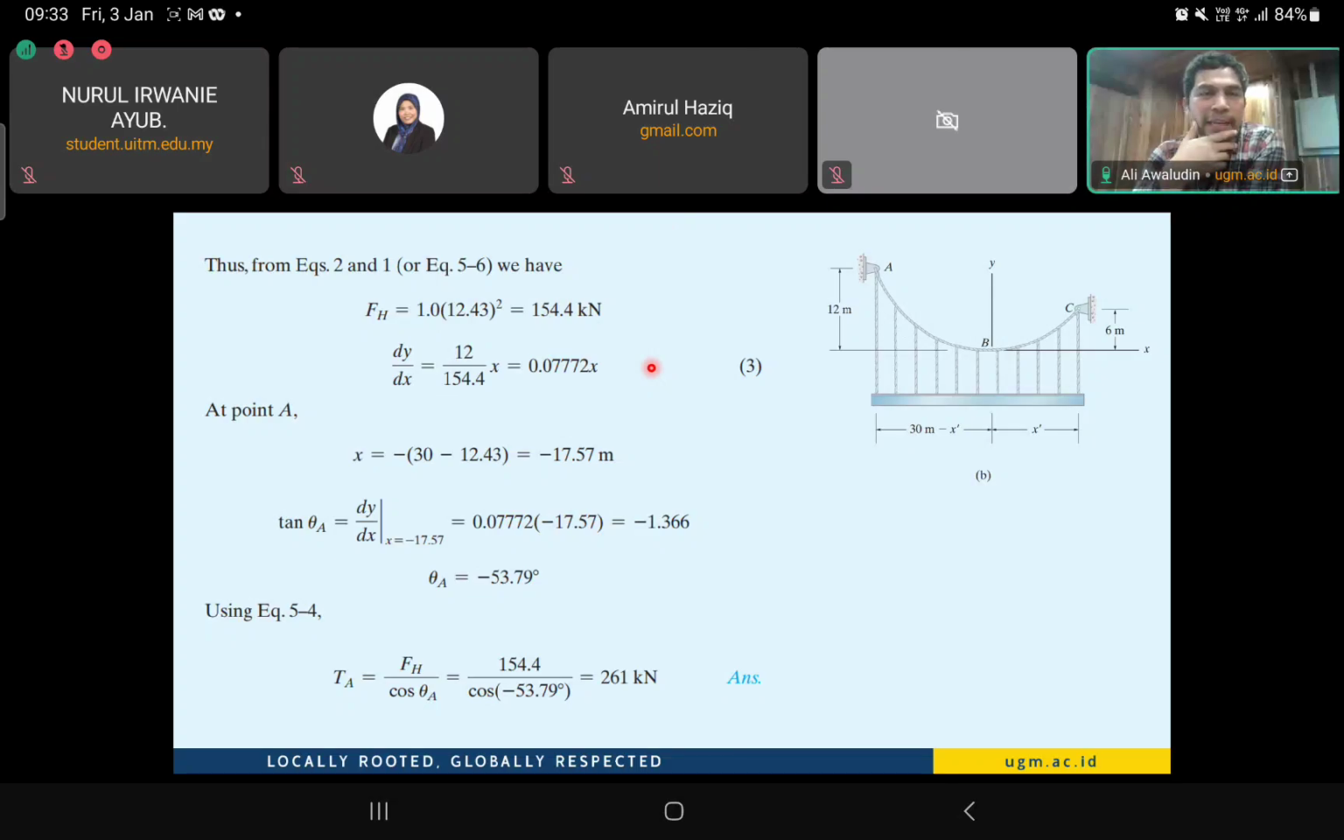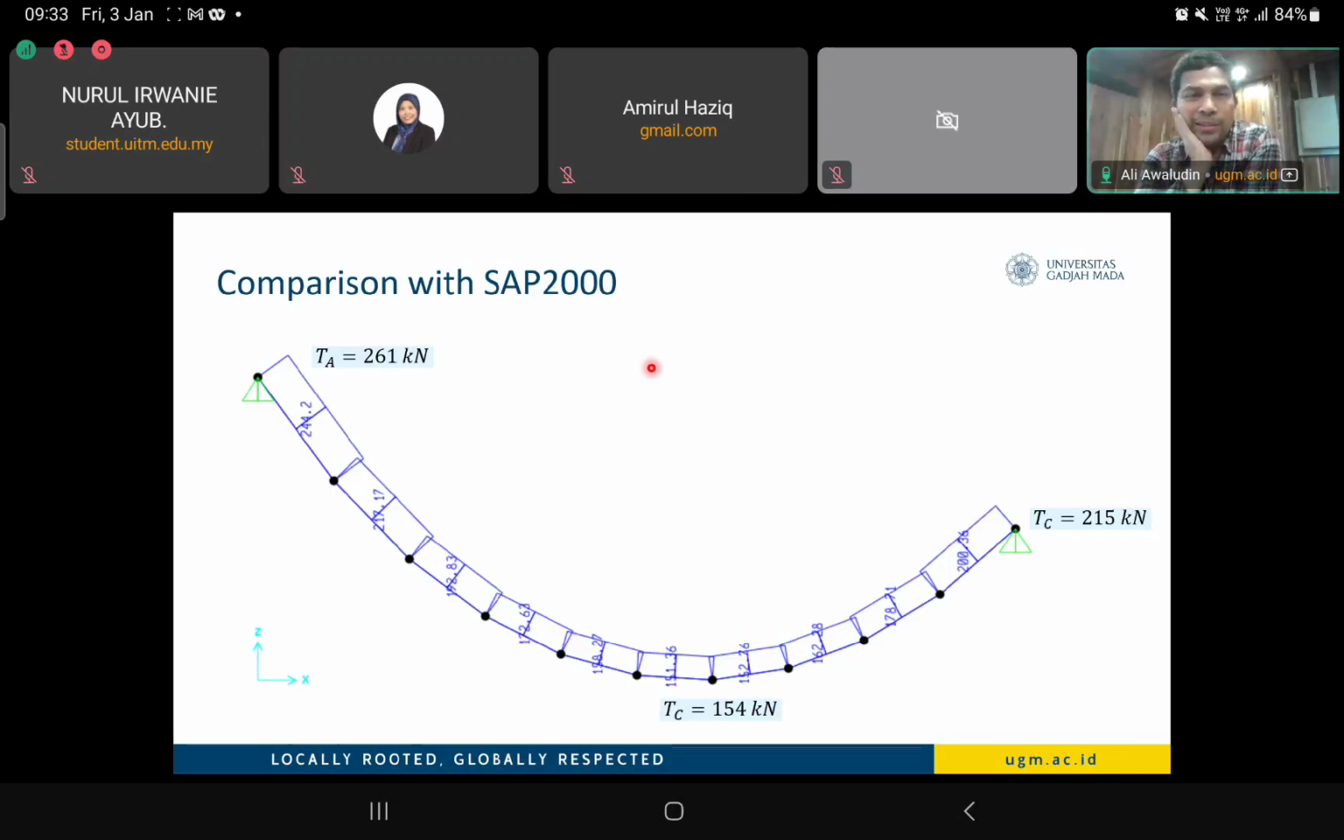Let's compare our calculation with SAP2000. In our calculation, TC equals 201.5 kilonewton, but in SAP2000 we get 200. At point B, we have around 154 kilonewton in our calculation, but here we have 151 kilonewton. At TA, we have around 261 kilonewton from our hand calculation, but here we have 244 kilonewton. So quite different.